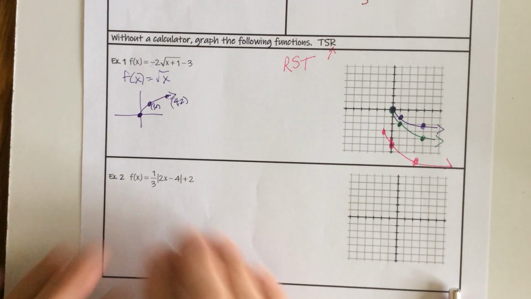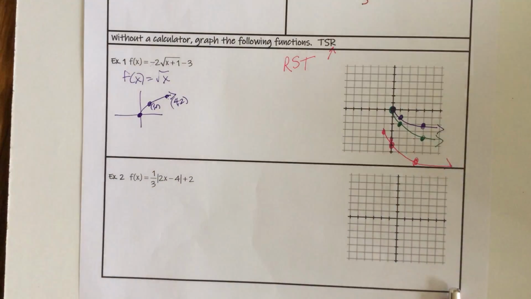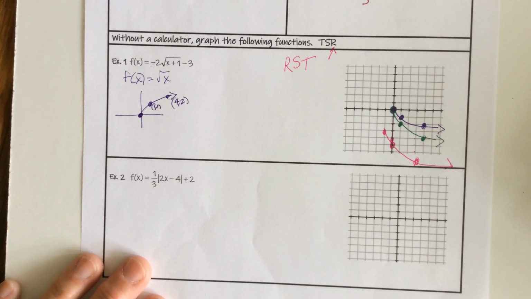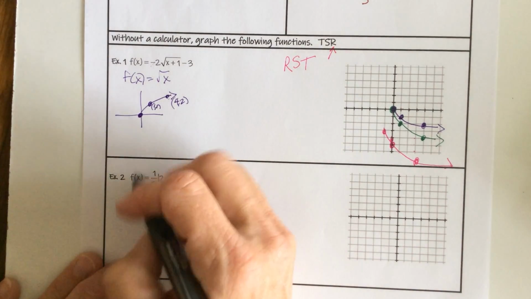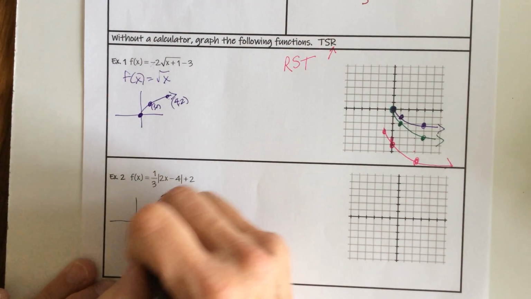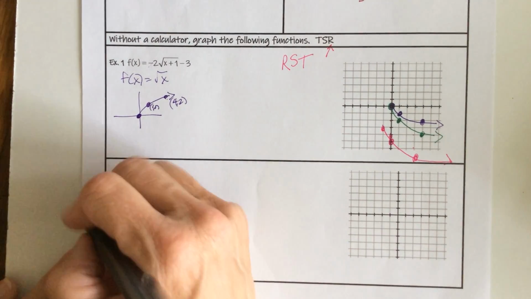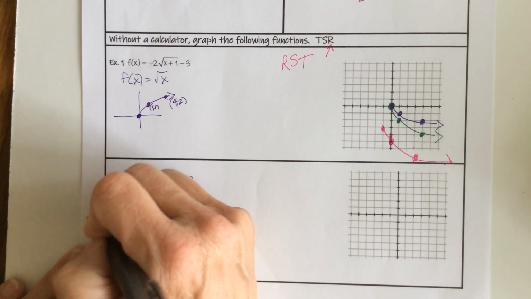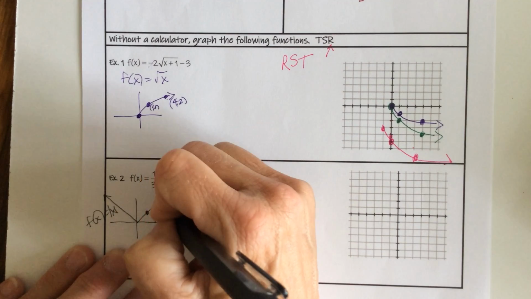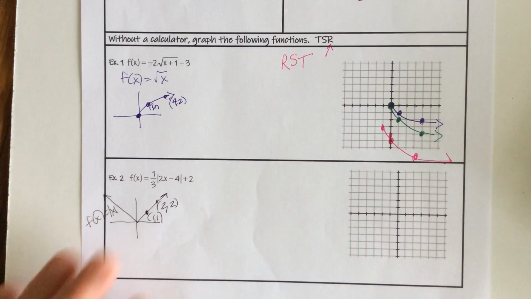Now let's take a look at our next example. Our next example is going to be an absolute value function. So let's remember what the parent function for the absolute value function looks like. We have a parent function that looks like this, which is f of x equals the absolute value of x. So we have points 1, 1. We have a point 2, 2, and so on.